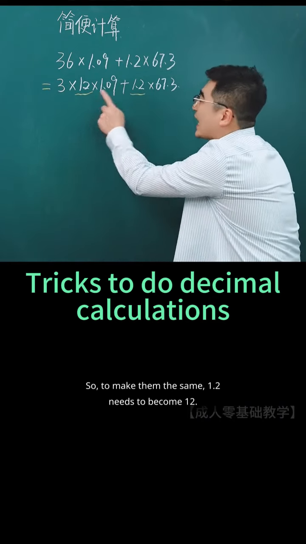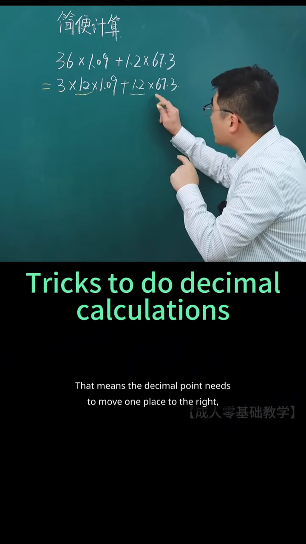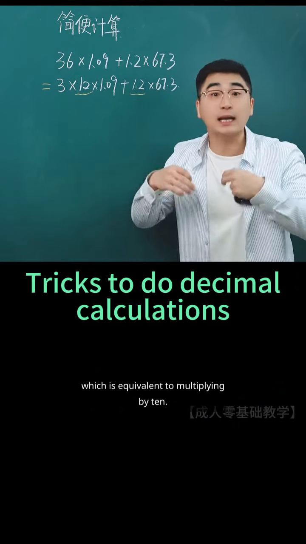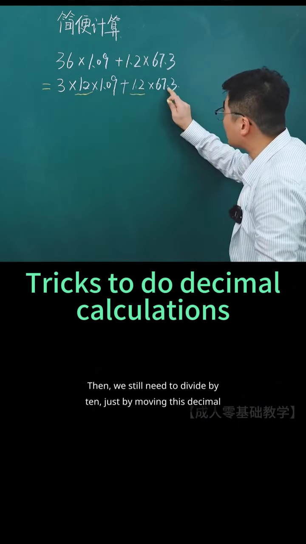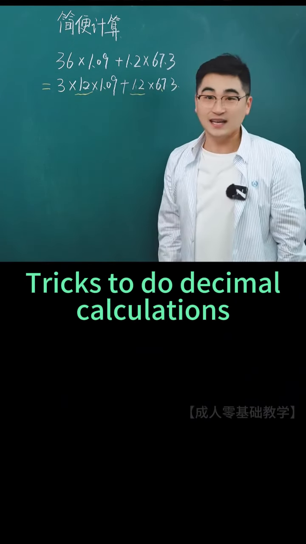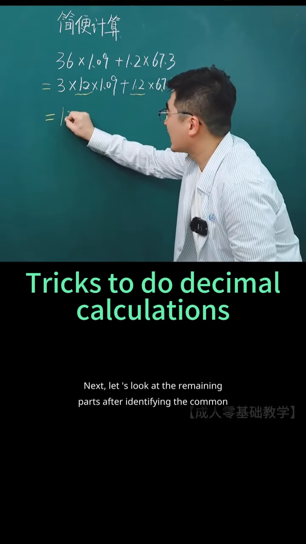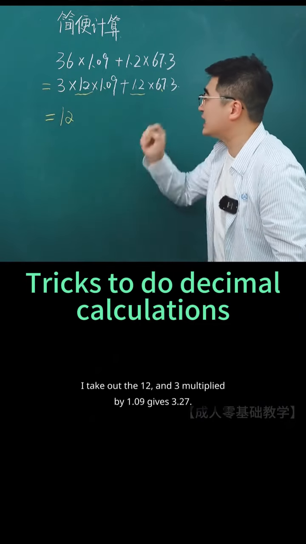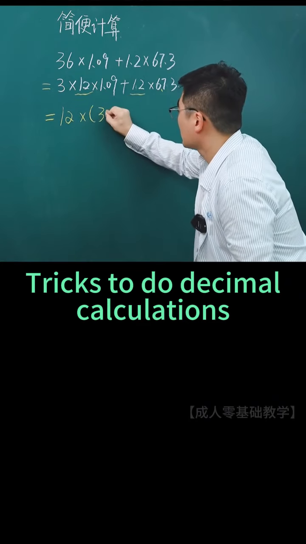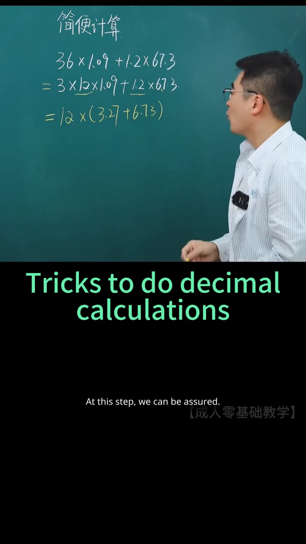So, to make them the same, 1.2 needs to become 12. That means the decimal point needs to move one place to the right, which is equivalent to multiplying by 10. Then, we still need to divide by 10, just by moving this decimal point one place to the left, turning it into 6.73. Next, let's look at the remaining parts after identifying the common ones. I take out the 12, and 3 multiplied by 1.09 gives 3.27. There remains 673 here.